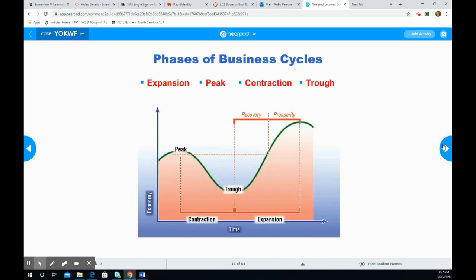As you look here, these are the phases of a business cycle. You've got your expansion, the peak, contraction, and the trough. And as you see here, looking at this, you're going to see the peak. It's in contraction. The trough means we're in recovery, and then all of a sudden, expansion, we go back up into prosperity. And as you see, it basically does look like a roller coaster.